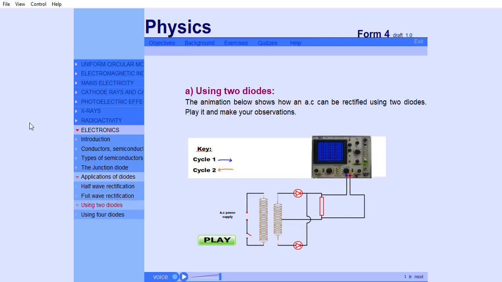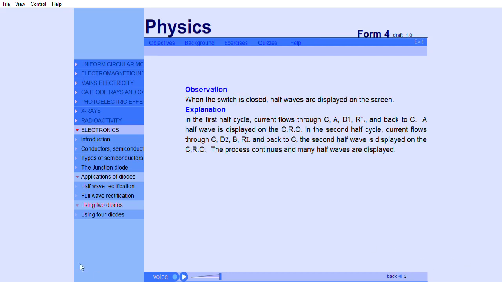Using two diodes. The animation below shows how an AC can be rectified using two diodes. Play it and make your observations. Observation. When the switch is closed, half waves are displayed on the screen.